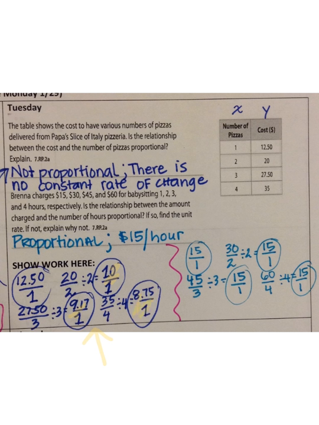Then for the babysitting problem, I did the same thing. I wrote the rates 15 to 1 and then each additional rate and put them in unit rates. And this is proportional because they all reduce to a constant rate of $15 per hour.